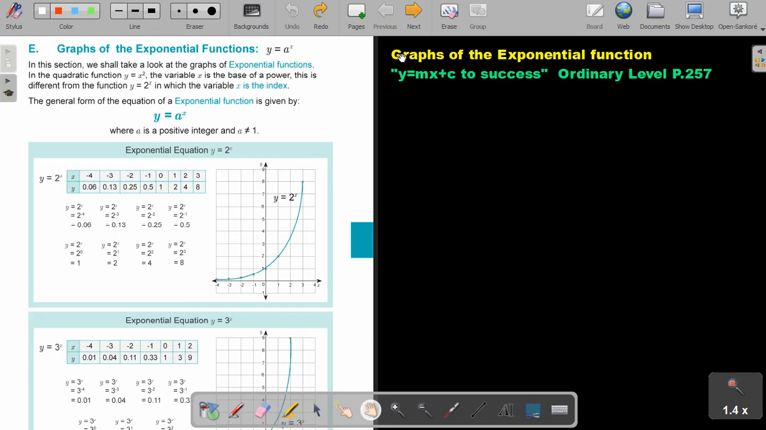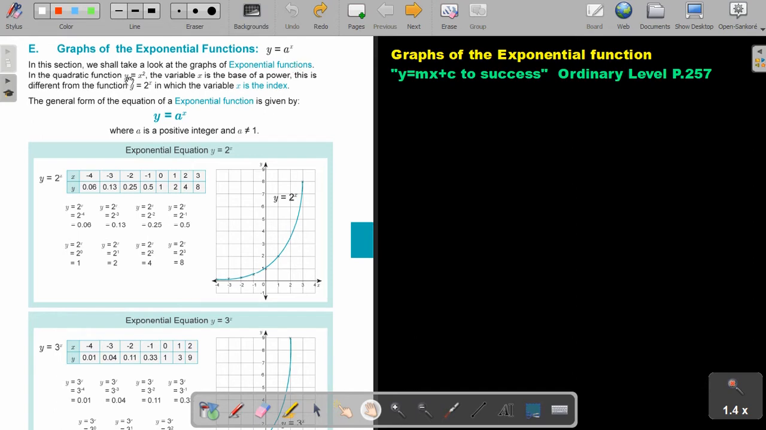In this video, we are going to look at graphs of the exponential function. You will find this on page 257 in the Namibian Ordinary Level Mathematics textbook, Y equals mx plus c to success. In this section, we shall take a look at the graphs of exponential functions.